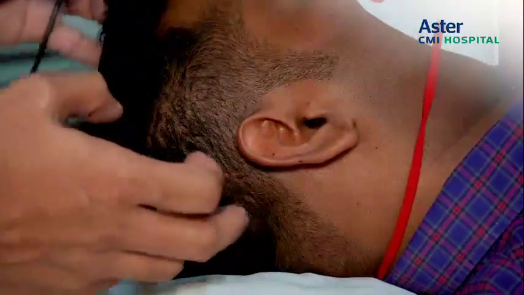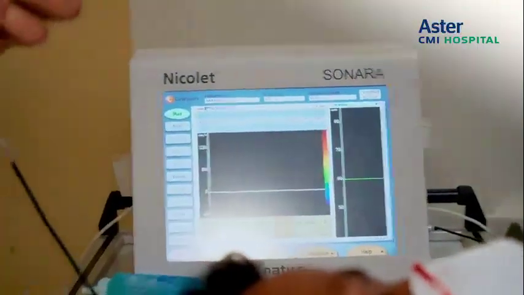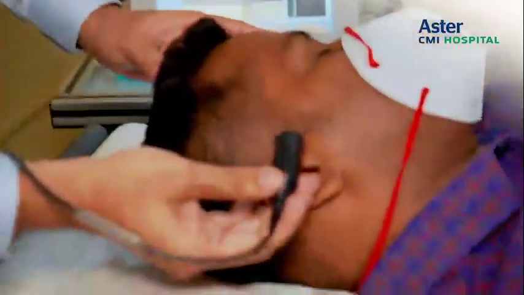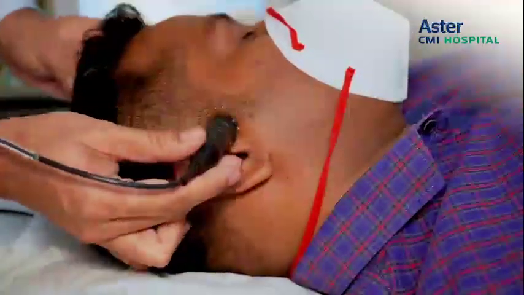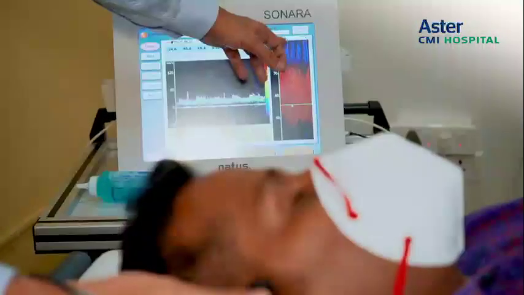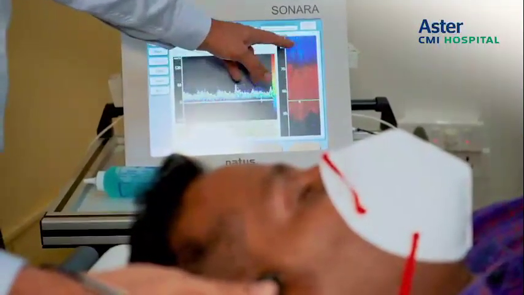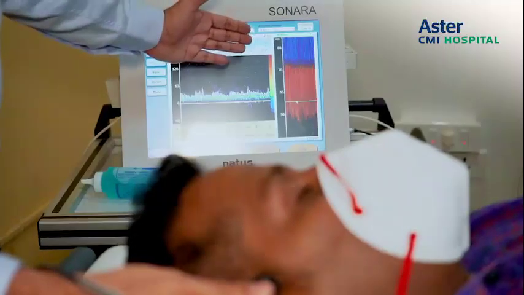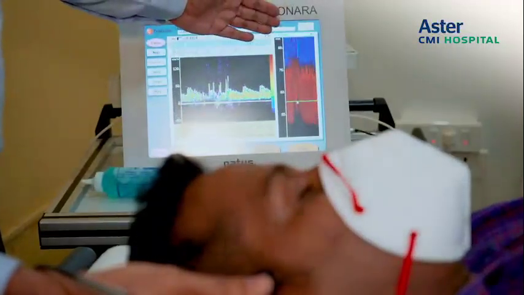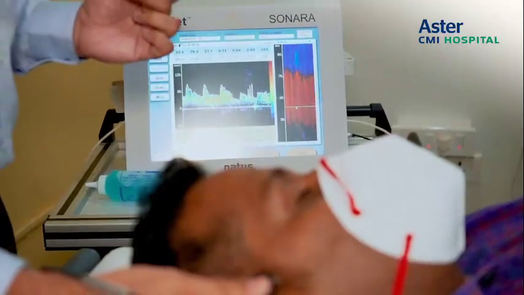Now, how do we identify the vessel? We need to apply a gel for the ultrasound waves to be transmitted, and we place the probe over the transtemporal region. There are two screens that we see. This is called the M mode screen. In the M mode, we see the colors red and blue. Red means the waves are traveling towards the transducer, and blue means the waves are traveling away from the transducer.